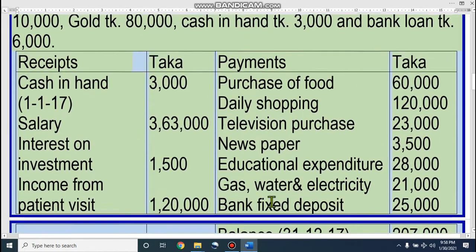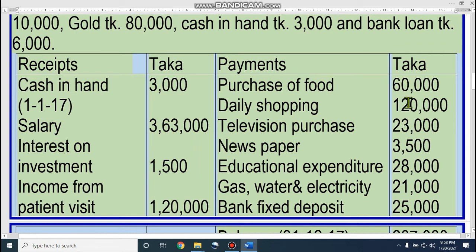Now let's see the expenditure. Purchase of food is an expense. Daily shopping is also an expense. Television purchase, dear student, you know is not an expenditure, it is capital expenditure, and capital expenditure is not an expense, it is an asset. This is an asset because the television will give us service for a long time, so we cannot say it is an expense. So television purchase is our asset.